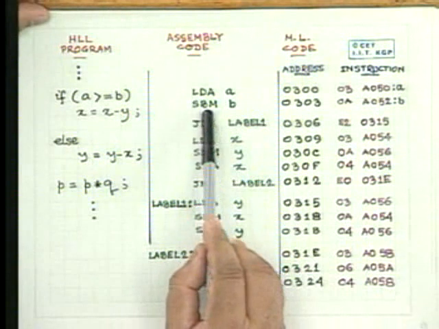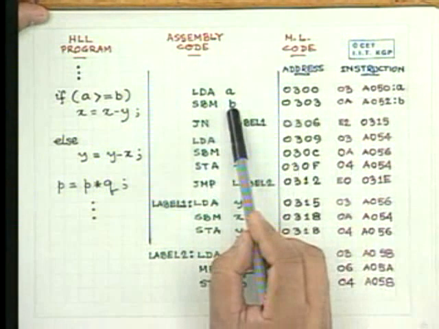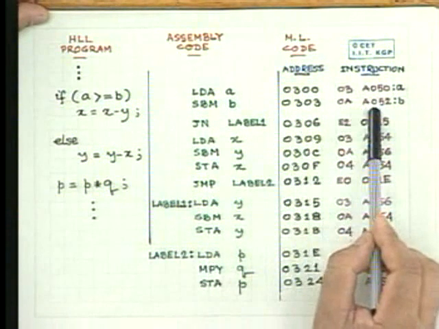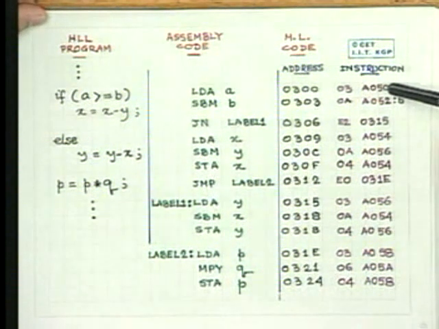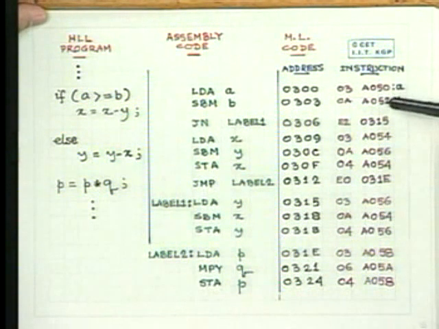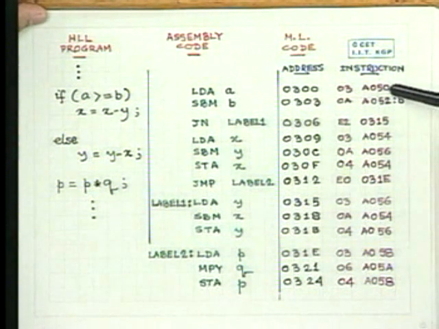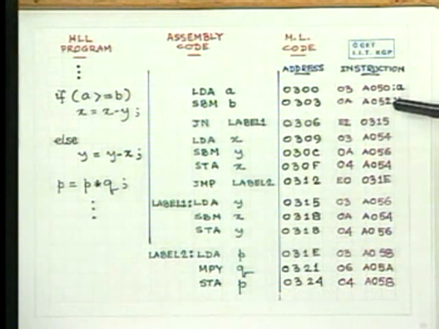Similarly, for subtract memory, I am assuming that the opcode is 0A and the address of B is A052. This typical addressing mode, where I am giving the address of the memory location, is called direct addressing. There can be many other kinds of addressing, that means many other ways in which the address of an operand of an instruction can be specified. We will talk about these addressing modes in a later lecture.